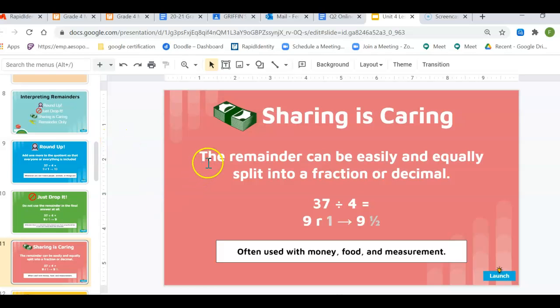Sharing is caring. This is when the remainder can be easily and equally split into a fraction or decimal. 37 divided by 4 equals 9 with a remainder of 1. So that will be, in this case, 9 and 1/2. So often used with money, food, and measurement.